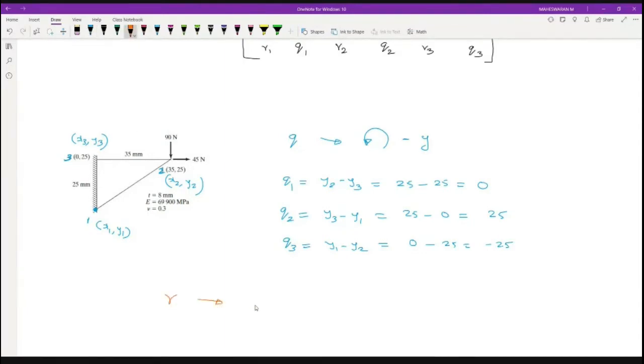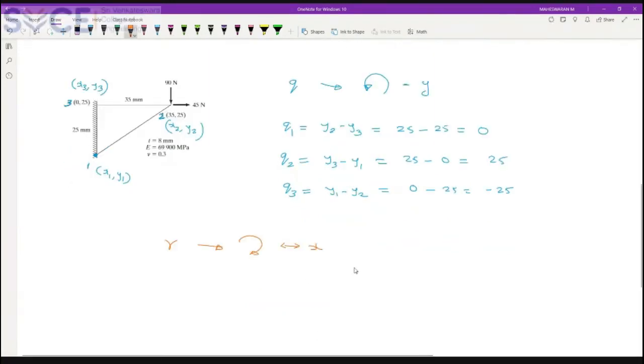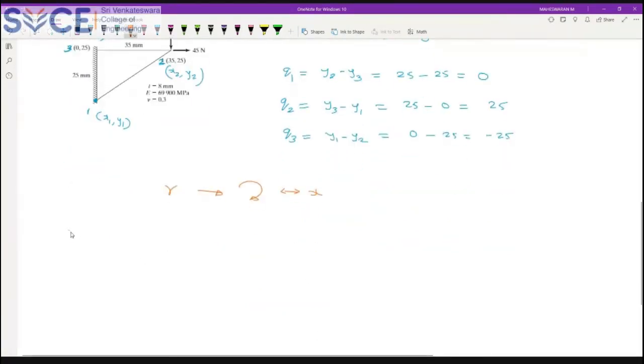R, as I told you, it has to be in clockwise rotation and you have to consider your X term. So in that case, let me consider R1. R1 will be moving in clockwise, which means the first one is 0, X3 and X2. So X3 minus X2. X3 is 0, X2 is 35, so it is minus 35.